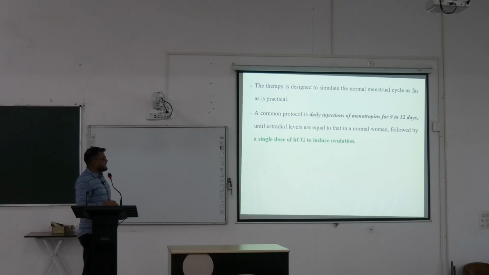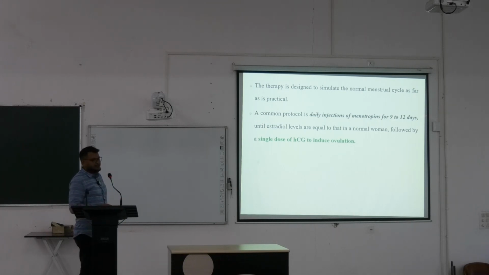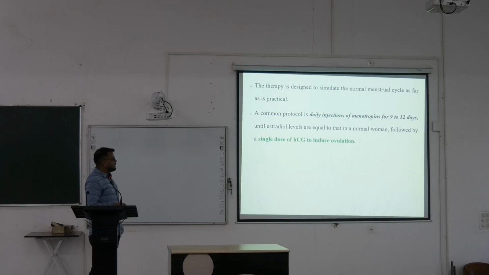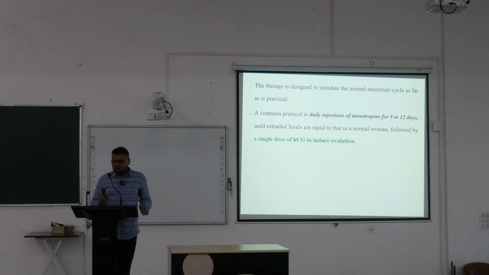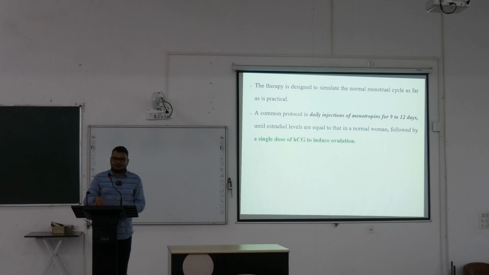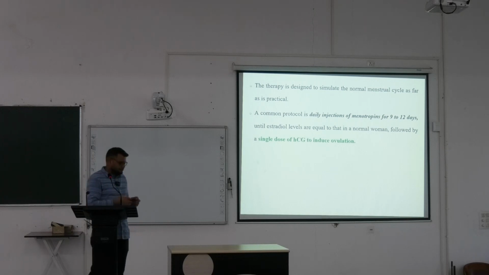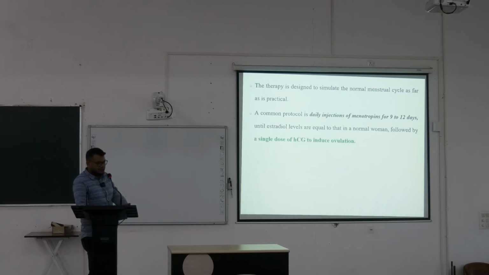A common protocol is daily injection of menotropins. Menotropin means FSH and LH, for 9 to 12 days until estradiol levels are equal to that in a normal woman, followed by a single dose of HCG to induce ovulation. So, you see all these things will succeed if the ovary is functional. If the ovary is non-functional, then it is very tough, because all depends on the ovarian stimulation. So, the dose will be 9 to 12 days daily injection, and then just before ovulation there is HCG injection. That is the treatment of infertility.